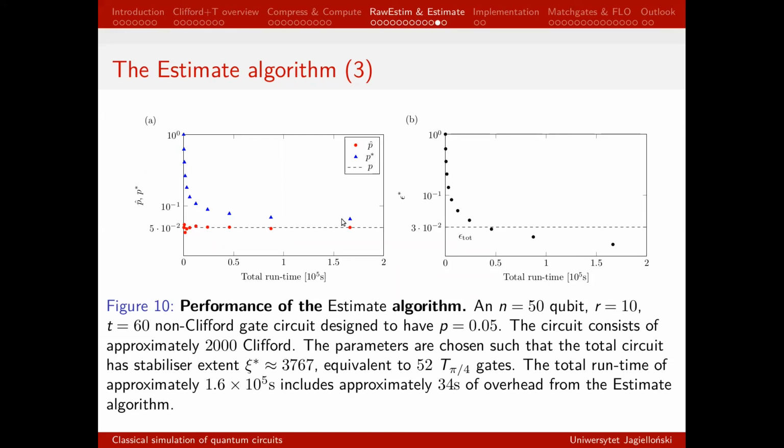This graph is for an absolutely massive, very hard to simulate quantum circuit. It's got 50 qubits, 16 non-Clifford gates, this fixed probability we had before, and 2,000 Clifford gates. It ran in about 2 days. This is like 44 hours, I think, 1 day and 20 hours, this circuit took to compute its probability. On what computer? On my office computer.